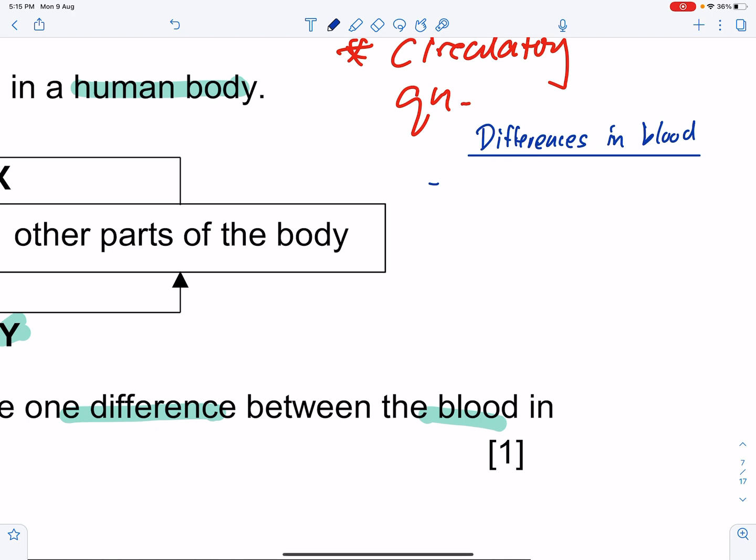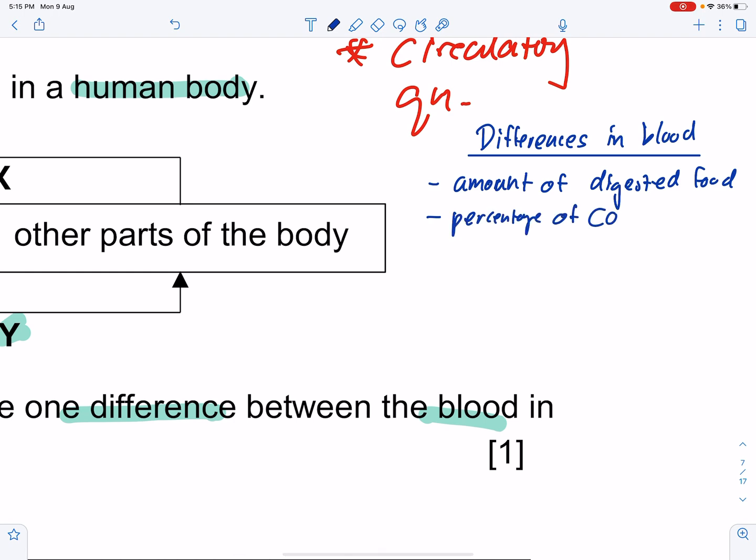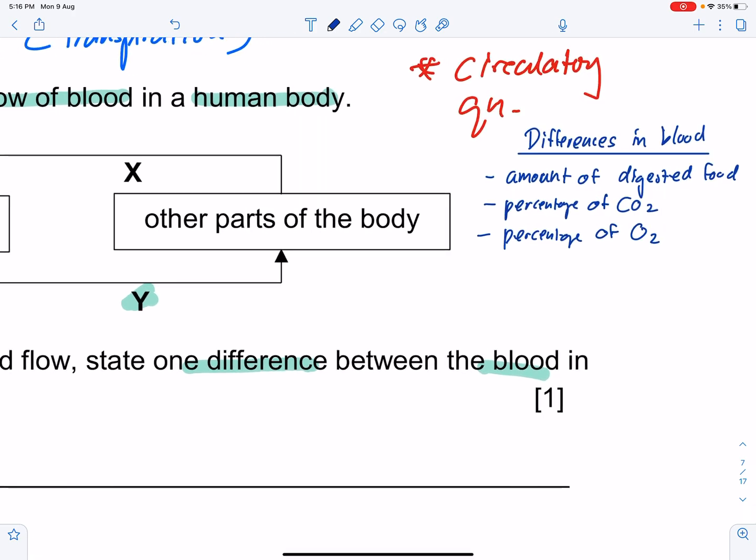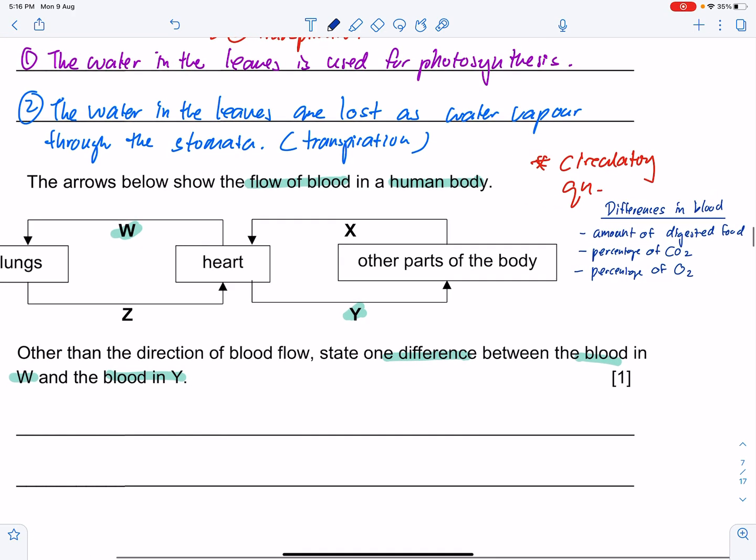So we can look out for the amount of digested food. We can look out for the percentage or concentration of carbon dioxide, and the percentage of oxygen. Now do note, I'm using short form here, but please, in exams, you're not allowed to use short form, or you're not allowed to use the chemical formula. Please spell out. So these are the three things we can look out for.